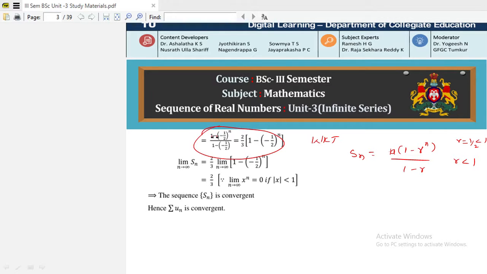If we simplify, we get 2 by 3. 2 by 3 is a finite quantity. Therefore the sequence of partial sums is finite, and the series is convergent.